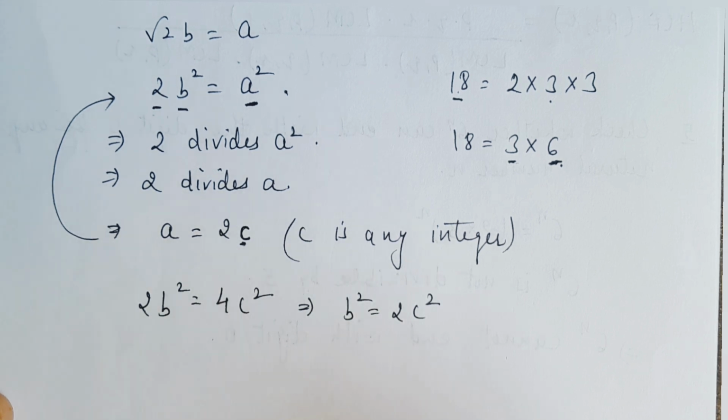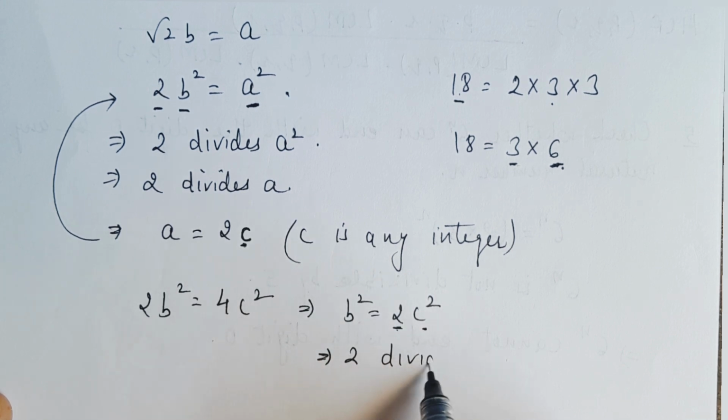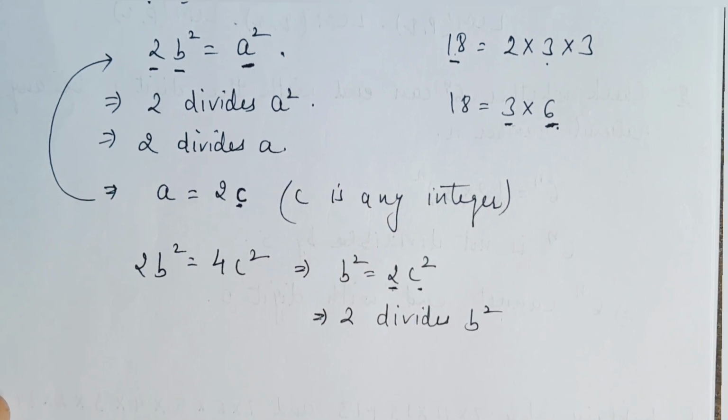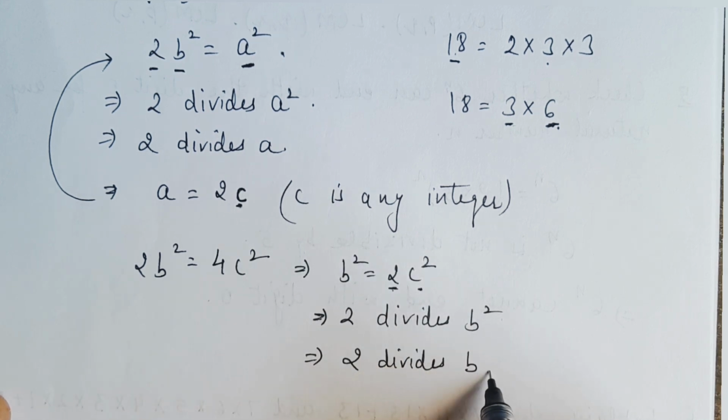This means again we will do the same process. We got two factors of b square as 2 and c square. That means 2 divides b square, because factors divide the number, so 2 divides b square. Now again we will use the theorem result. If 2 divides b square, then 2 will also divide b.